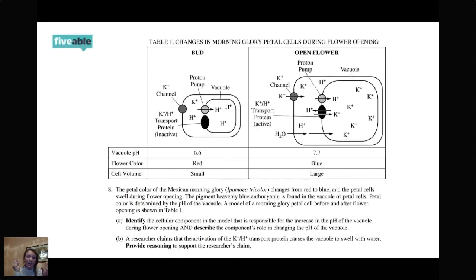So all of that is something that I would do. I'm always going to mimic how I would attempt these questions. That's all what I would do before I even started reading the question. So I've just fully analyzed the difference between a bud and an open flower and why.